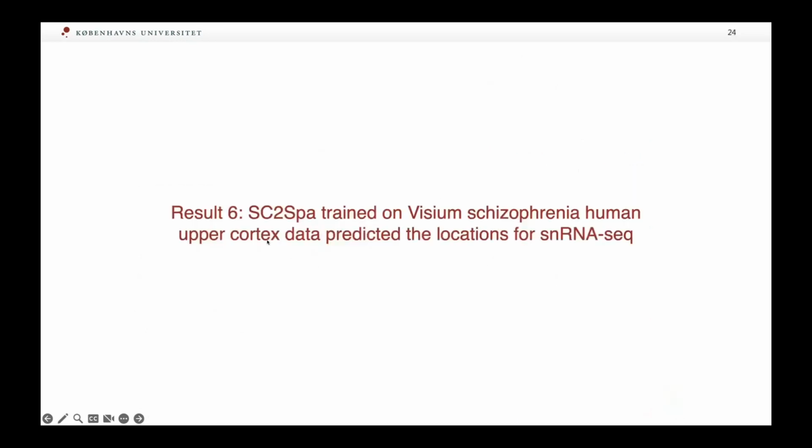So in the previous result, we predicted the location of single cells from scRNA-seq data. But we also want to know if we can expand our model to more data from different protocols like snRNA-seq data. So we applied our model on Visium schizophrenia human upper cortex data and tried to use it to predict the locations of single cells from snRNA-seq data.